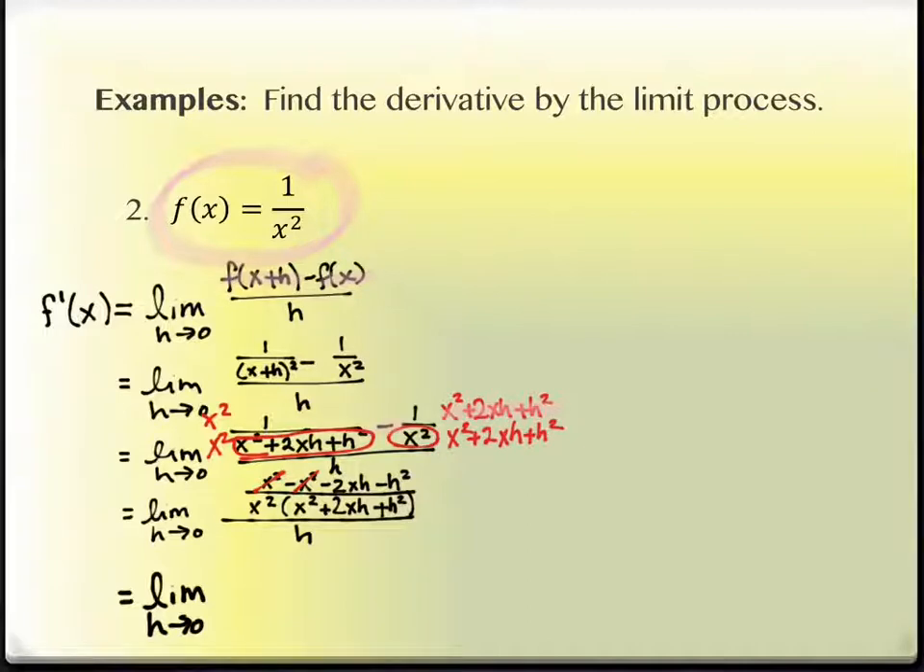At this point, I feel like I've got a fraction inside of a fraction. Are you guys feeling that way too? I've got a fraction in the numerator, and then I've got a single denominator. So we can change that so that they are a single fraction by multiplying by the reciprocal here. So this h and the 1 over h. So I could actually change this so that I now have negative 2xh minus h squared over, and then I've got h x squared, and then x squared plus 2xh plus h squared.